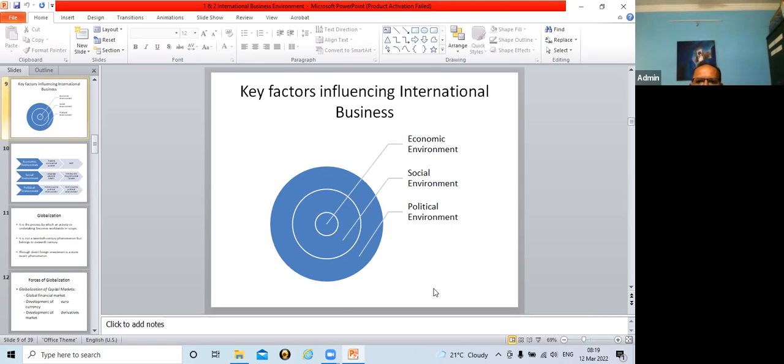Then key factors influencing international business. These are the key factors: economic environment, social environment, and political environment. These 3 factors are very much essential for international business: economic condition, social condition of a country, and political condition. Unless and until these 3 conditions exist in an appropriate manner, no business can prosper at an international level.